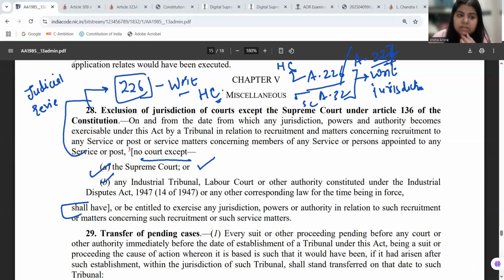Judicial review is the basic concept behind Article 226 and Article 32. So we are challenging the orders, we are challenging any administrative action that might happen, in judicial review.